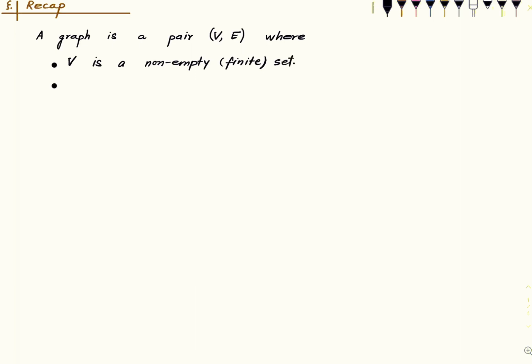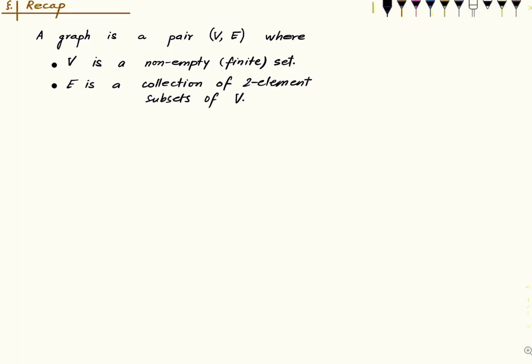And what is E? E is a collection of two-element subsets of V. So each element in E is a two-element subset of V. When we say two-element subset, we mean a subset of size 2.